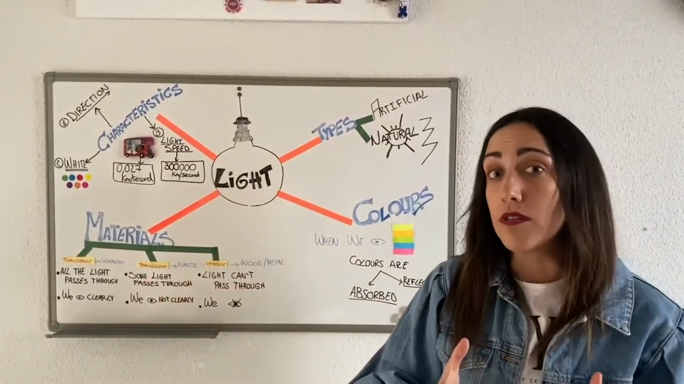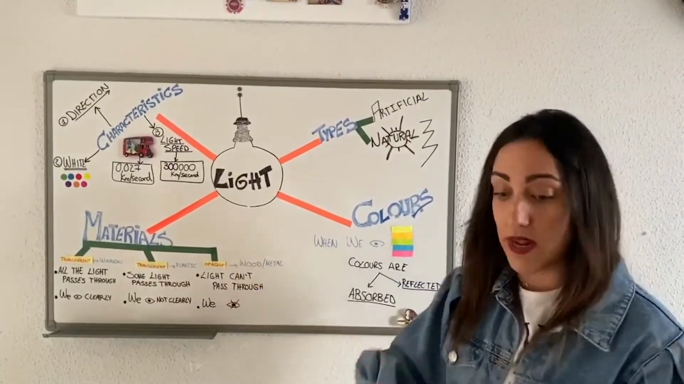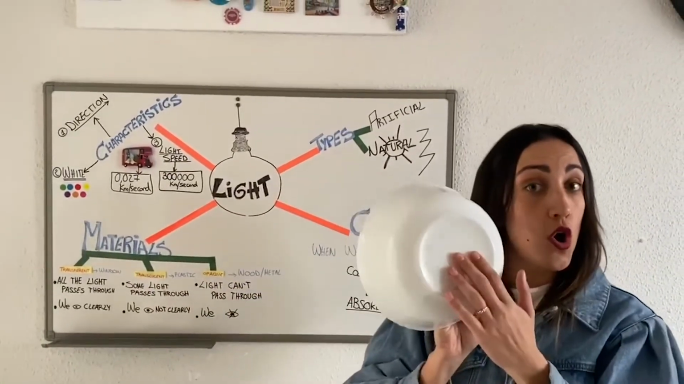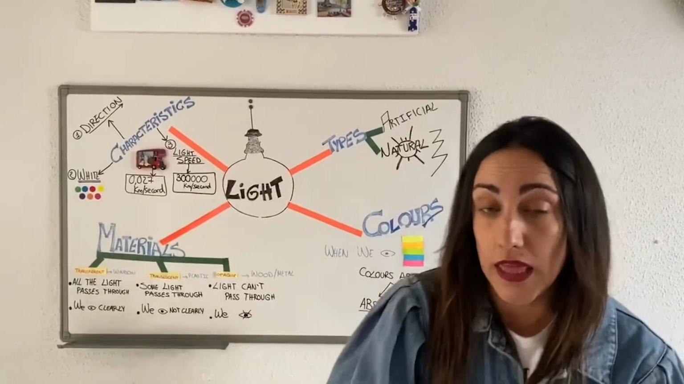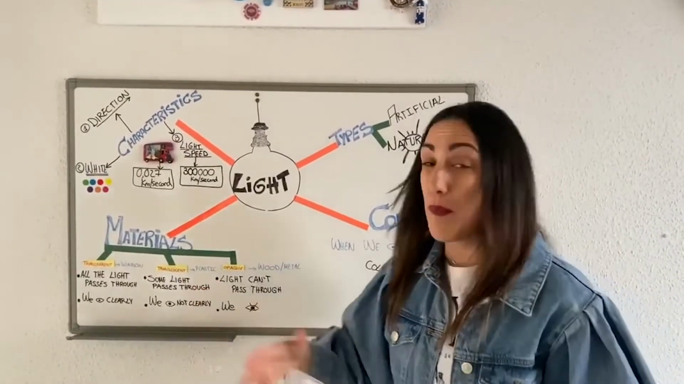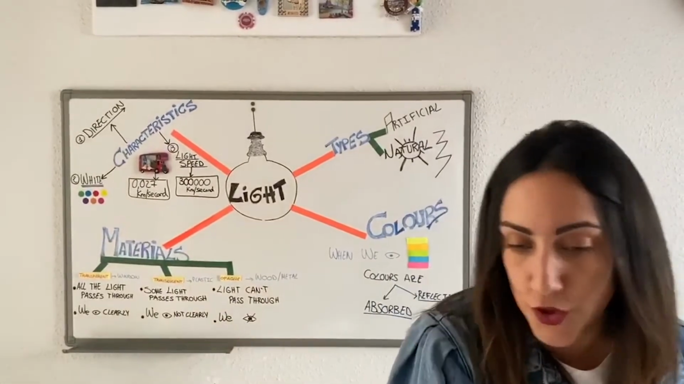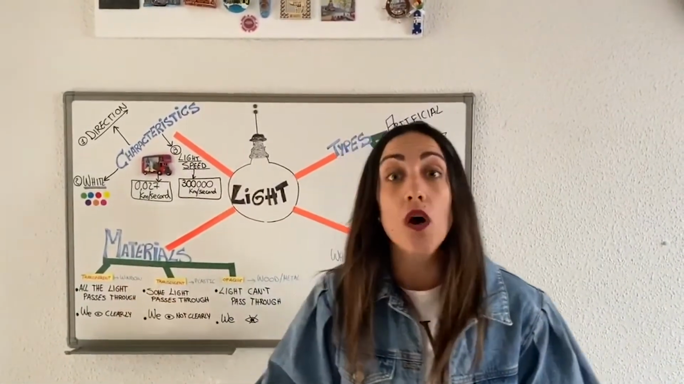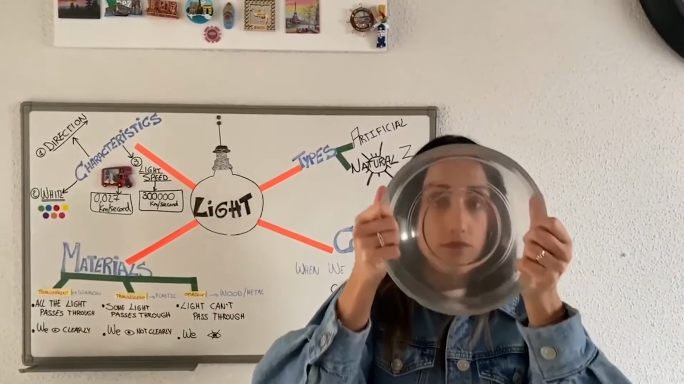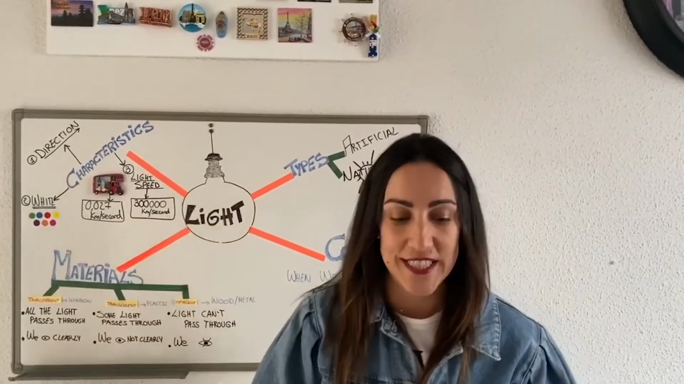Some examples: for the opaque ones, wood or metal. The translucent is normally plastic, because this is made of plastic. And the transparent, the window or this bulb that is transparent.